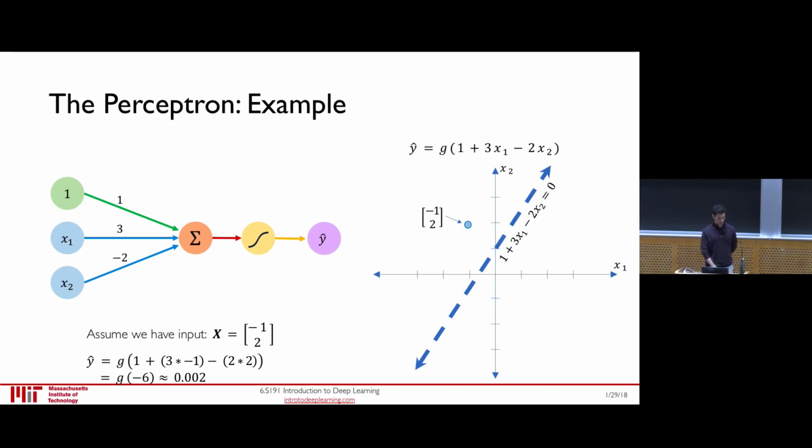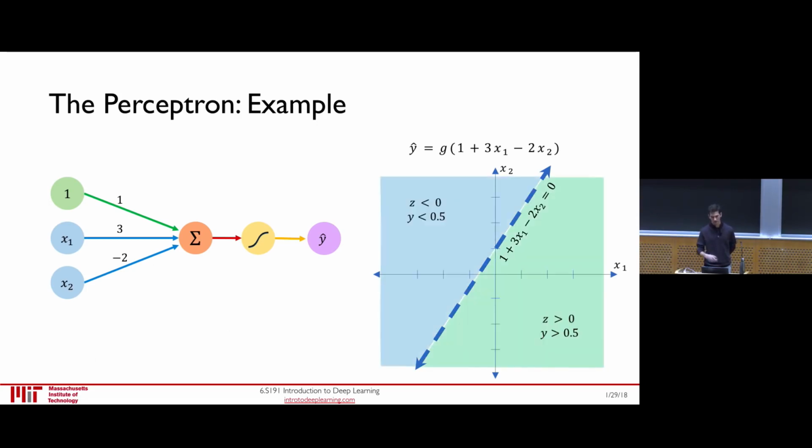Now, we can follow the math on the bottom and see that computing the inside of this activation function, we get 1 minus 3 minus 4, and we get -6 at the output before we apply the activation function. Once we apply the activation function, we get 0.002. So what was applied to the activation function was negative because we fell on the negative piece of this subspace.